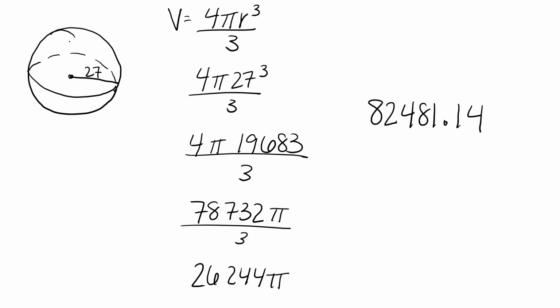82,481.14286. Because we're rounding to the nearest tenth place, that's the 1. The 4 tells us to round down, so our answer stays 82,481.1.